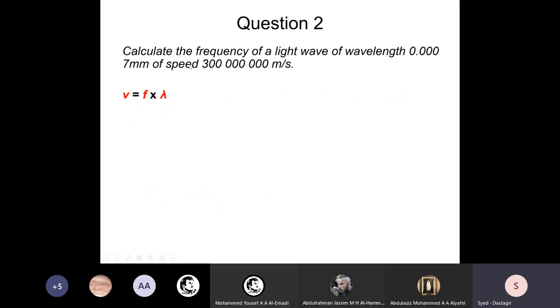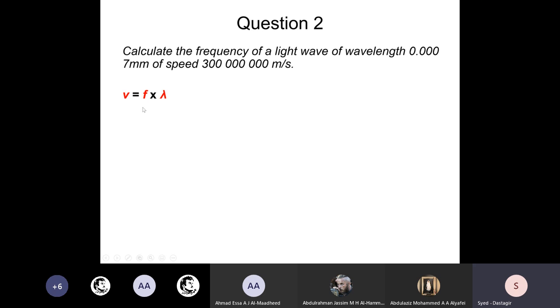So the next one should be easy, right? It says calculate the frequency of a light wave of wavelength 0.0007 millimeters with a speed of 300 million meters per second. So what would we do? Anyone? So we have the equation here, speed equals frequency times wavelength. It's asking us to calculate the frequency.